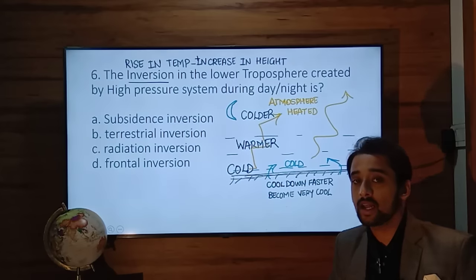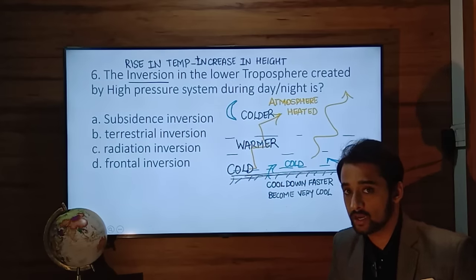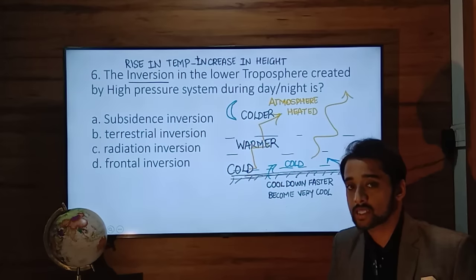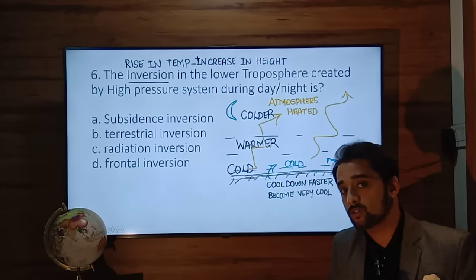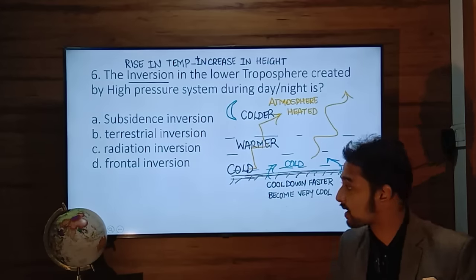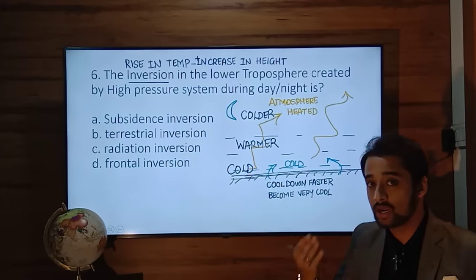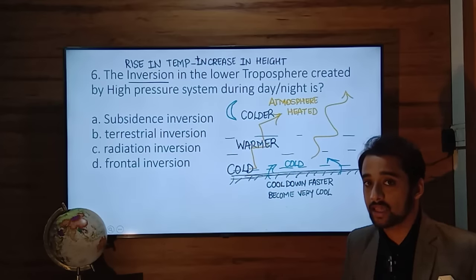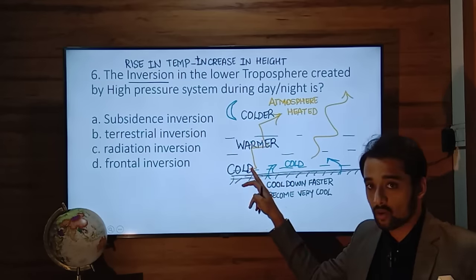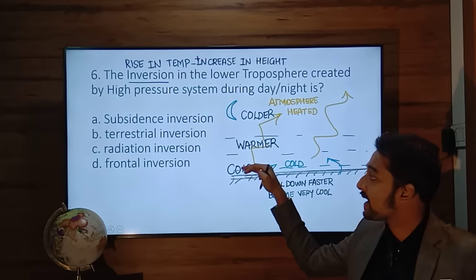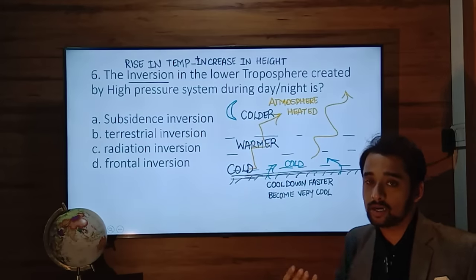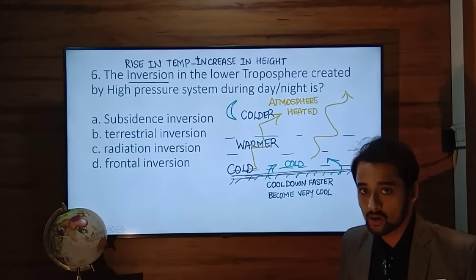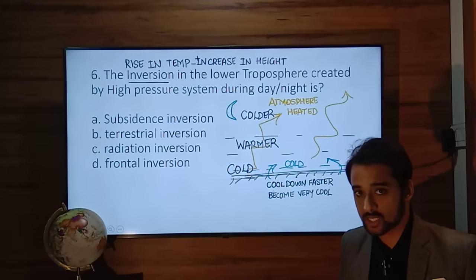Due to high pressure, there will be stability in the atmosphere. The winds will be calm. If the skies are clear, one more good news: the land will cool down much faster. The air in contact with the ground will cool down along with the land, and therefore it will become very cold because of conduction. But the air layer above that will be at normal temperature, warmer than that. And this is how inversion is established.